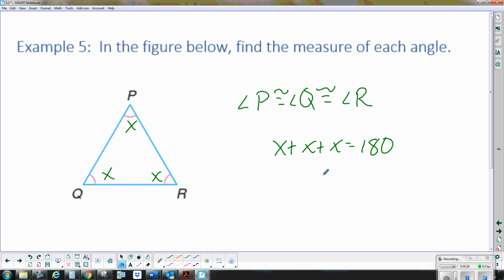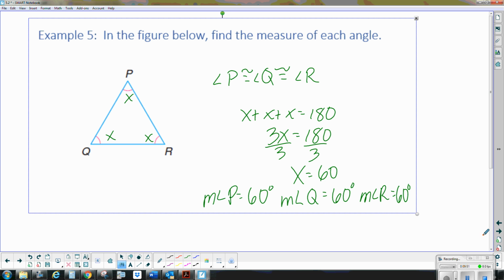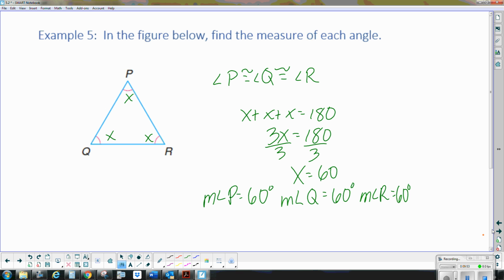Okay, so I know that all three of them add up to 180 degrees, and I know that they're all the same. So I need to take that 180 degrees of my triangle and divide it equally among those three angles. So I get 3x is equal to 180 degrees after I add all of my like terms. And to solve for x, I'm going to divide both sides by 3. And I get x is equal to 60. So that tells me that the measure of angle P is 60 degrees, the measure of angle Q is 60 degrees, and the measure of angle R is 60 degrees.